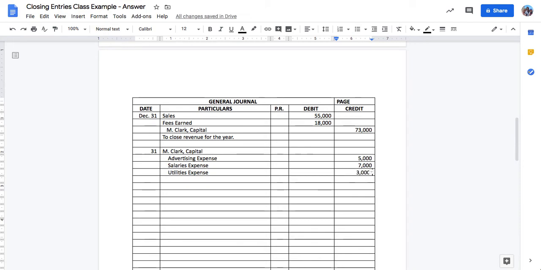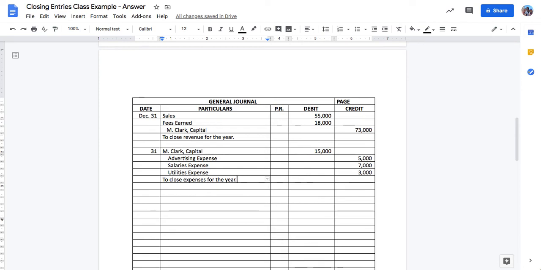So now what I'm doing is I am going to give that balance, sorry, there's a minus sign here, to the owner. So that is $15,000. And that is to close expenses for the year. So what I've done here is we know that capital is a minus plus account, so it increases with a credit. We're pulling that $15,000 away from the owner.